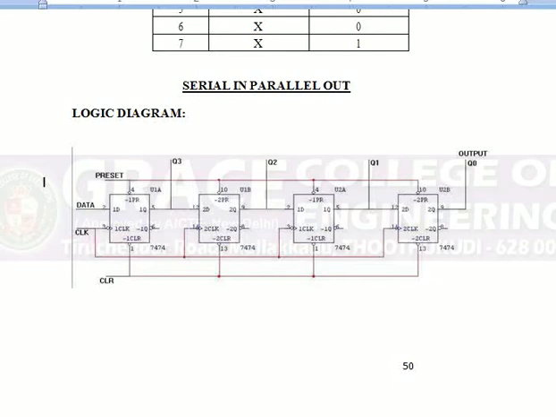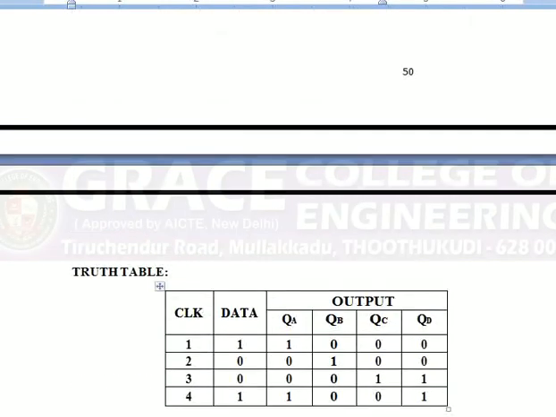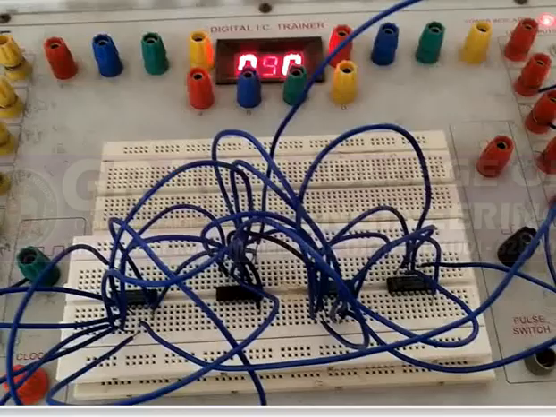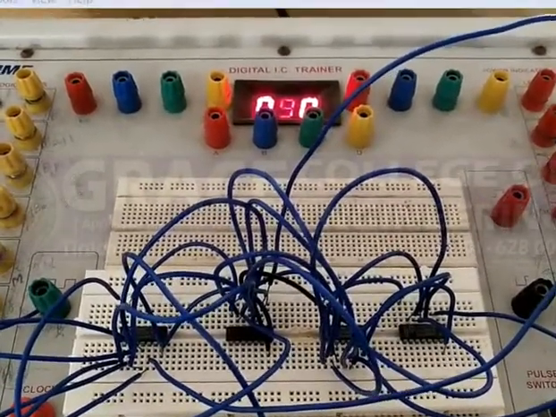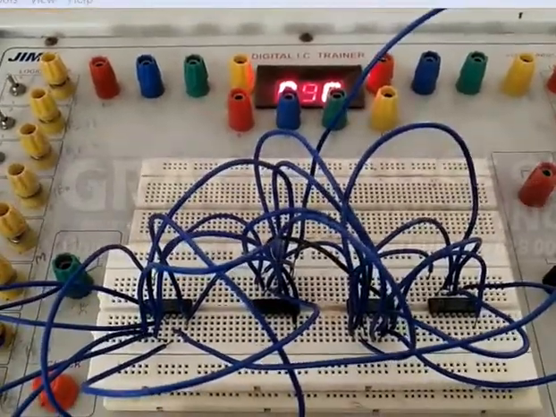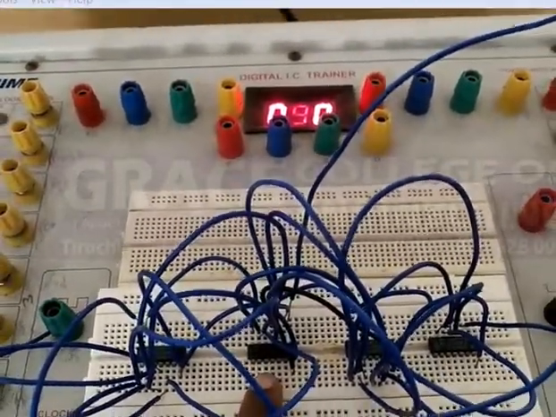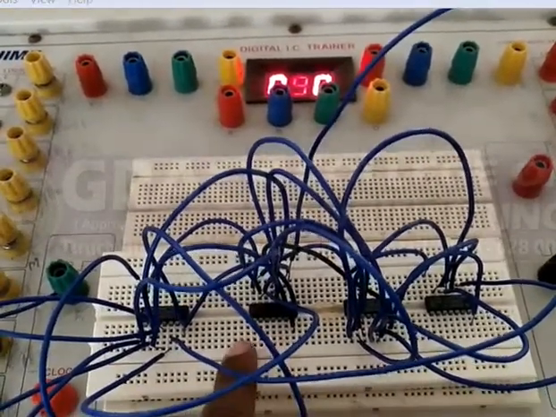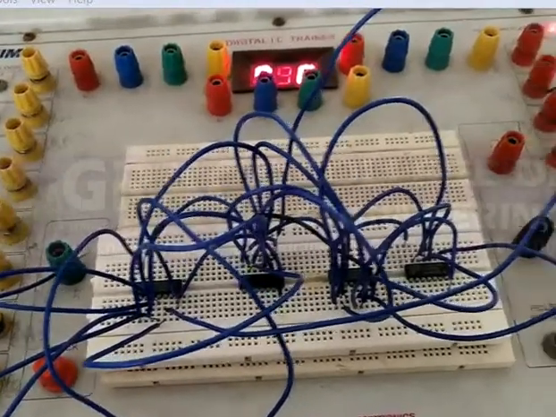Next, serial in, parallel out. This is the logic diagram. This is the truth table of serial in, parallel out. Let us see the implementation of the serial in, parallel out shift register. Here we use 4 ICs. These are IC 7474. According to the pin configuration, all the connections are given.